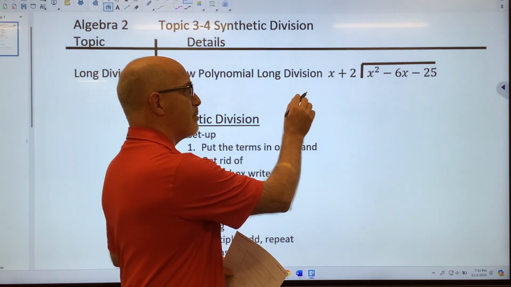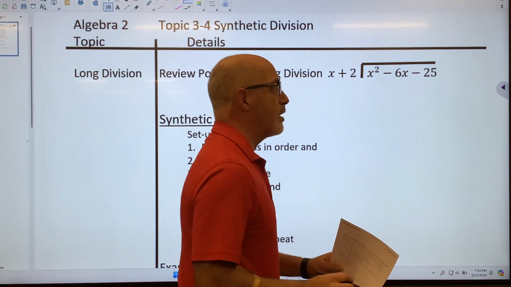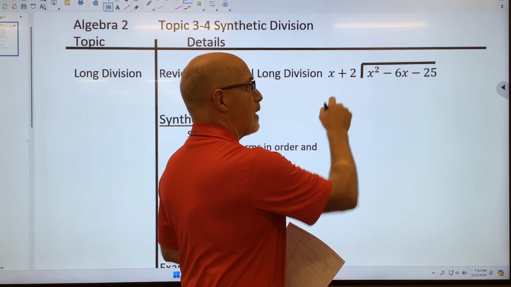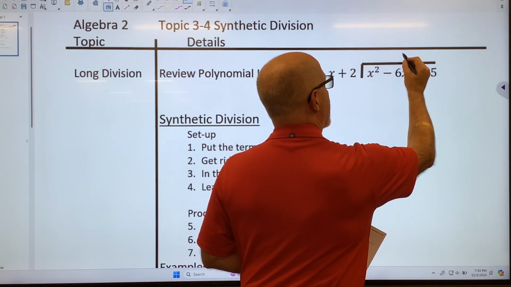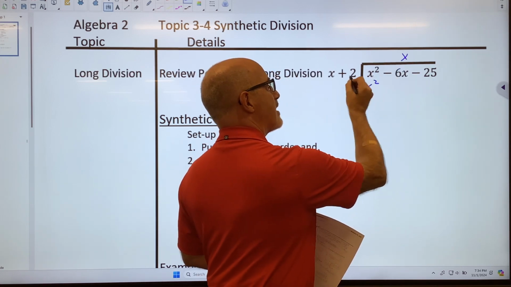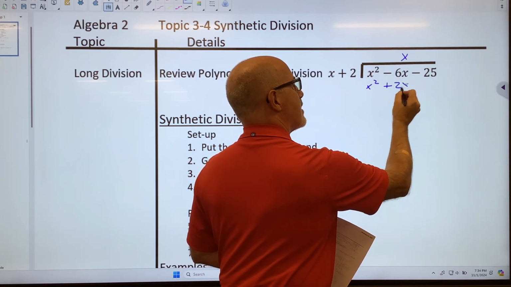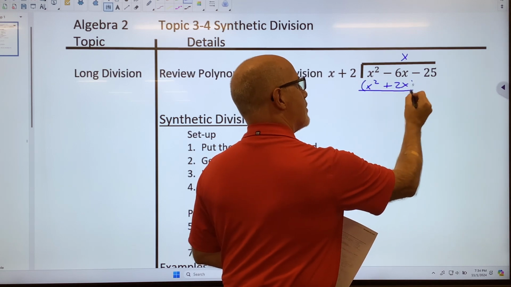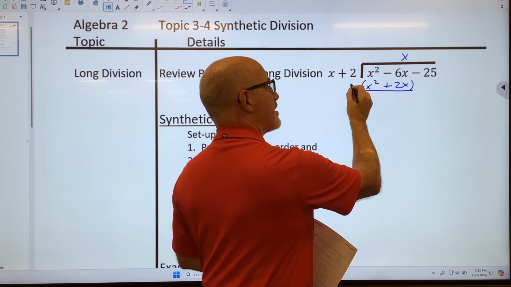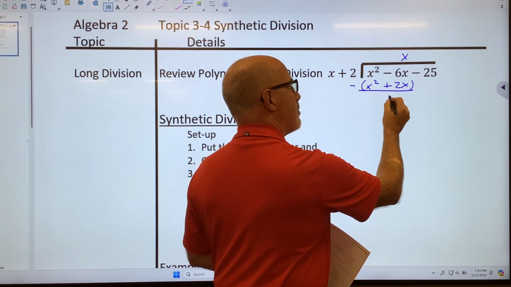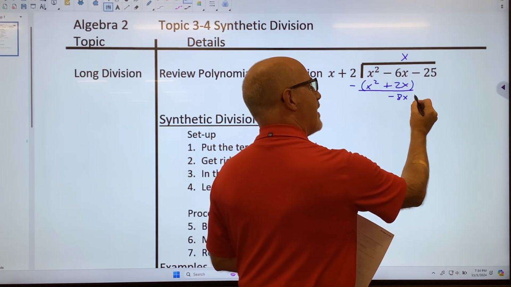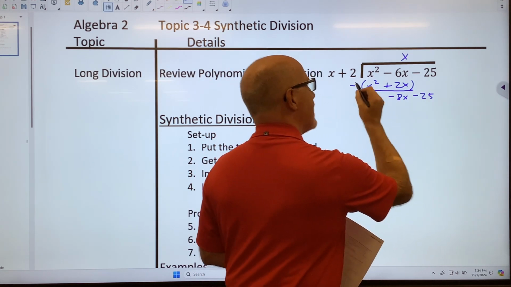So if we take x plus 2 and we divide it into x squared minus 6x minus 25, the first step is to say x times what gives you the x squared, and you multiply that by x. So x times x is x squared, x times 2 is 2x. We want to subtract when we do this, so x squared minus x squared is 0. Negative 6x minus 2x is going to be negative 8x. Be careful with your subtraction. And then bring down the negative 25.